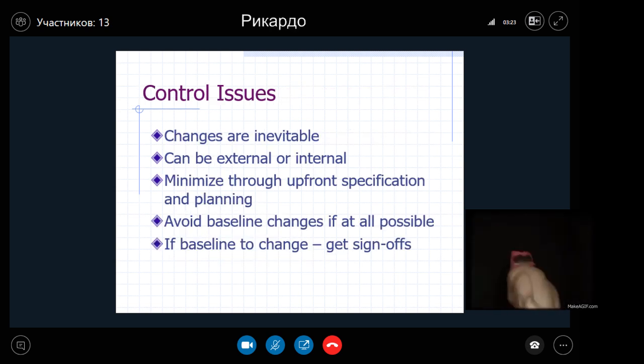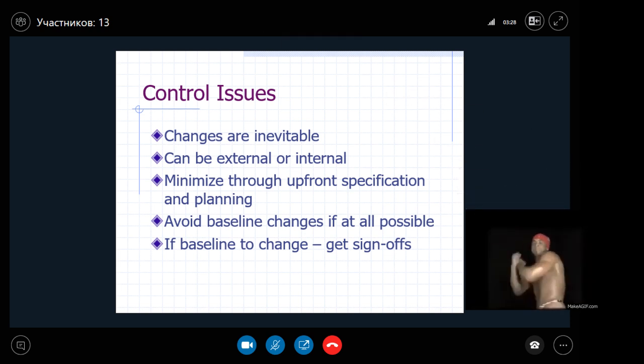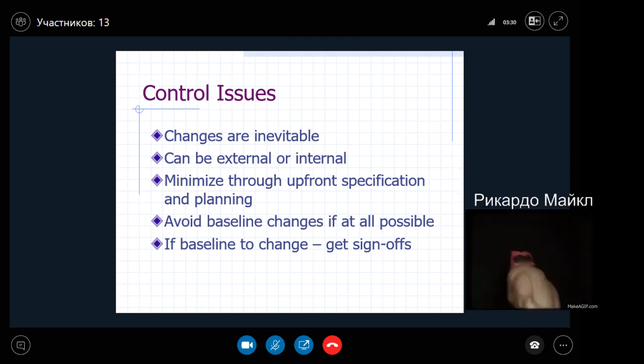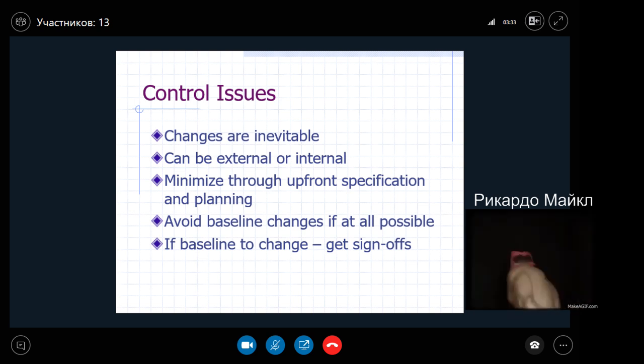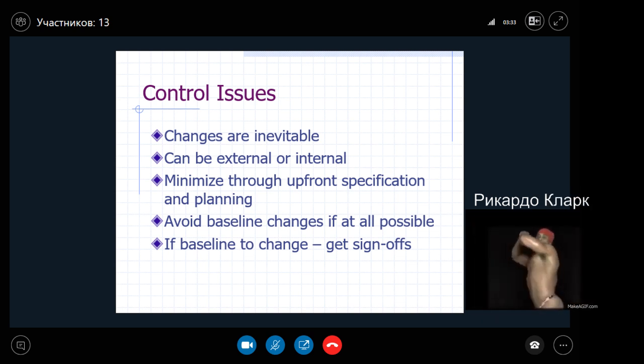In projects, control issues are inevitable. The changes can come from outside, they can come from inside. We've already talked about risk mitigation, so there are a range of different ways in which you can deal with it.